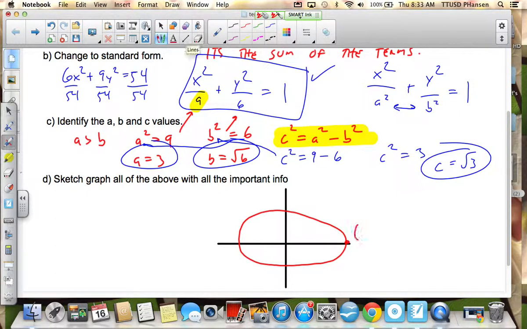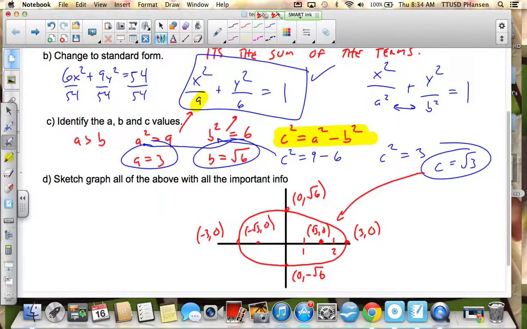That means my sketch graph with all the important info is going to be, this one is 3, 0. This one is 0, square root of 6. Negative 3, 0. 0, negative root 6. And then I'm going to arbitrarily, for now, just place a value right here. And that's not just the square root of 3. It has a coordinate. It's the square root of 3, 0. If I were to place that between two integers, it would go between 1 and 2, because the square root of 3 is somewhere between 1 and 2. And negative square root 3, 0.